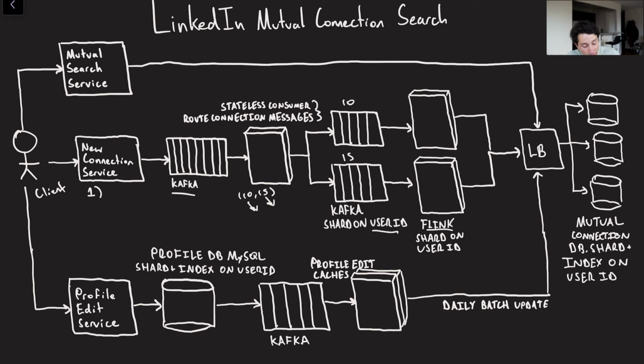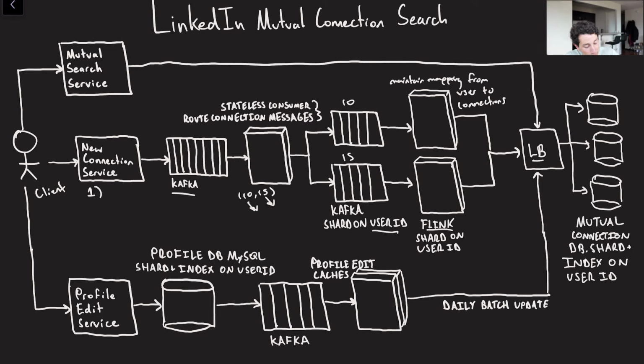Flink is basically going to maintain a mapping from user to connections. The reason that we want to maintain this mapping from a user to their connections is so that when we see an incoming connection, we can very quickly find out who all of their new mutual connections are. So now we have a bunch of different operations, right? We've just figured out, hey, both of these guys have a bunch of new mutual connections.